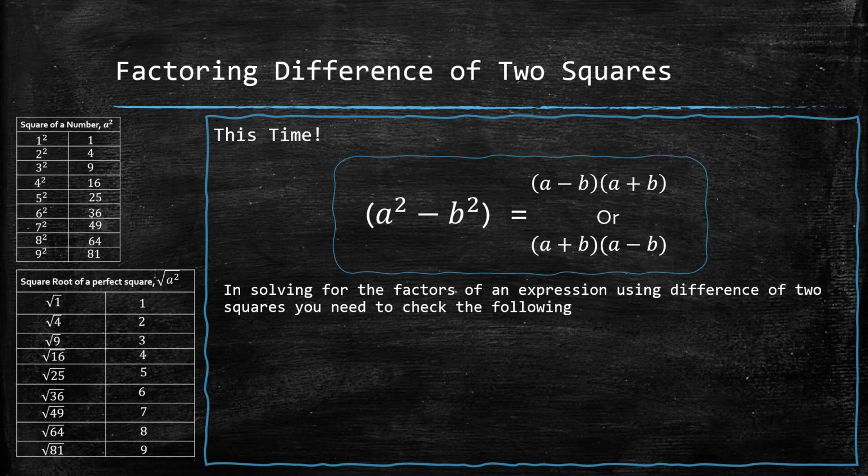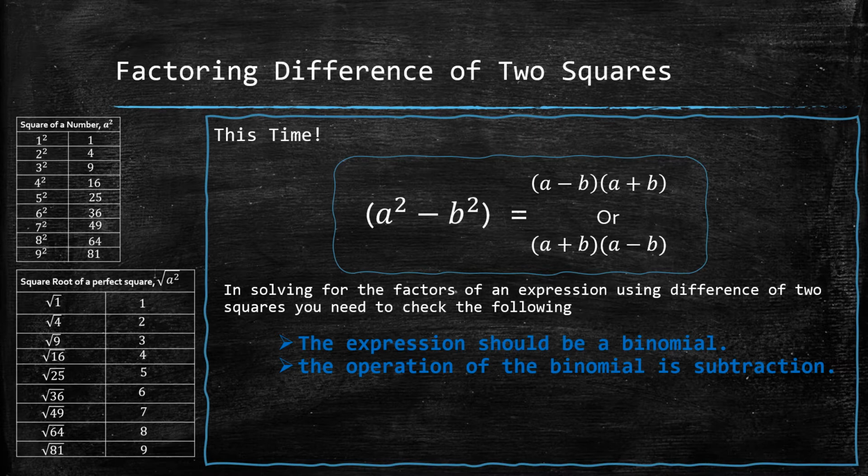Okay, in solving for the factors of an expression using difference of 2 squares, you need to check the following. This is very important. First, the expression must be or should be a binomial. When we say binomial, duha ka terms. Okay? 1, 2. So the expression is a binomial. Did you see that? Okay. Check. Next. The operation of the binomial is subtraction. Let's check. That is a subtraction. Correct? Check ta din na. Okay? Ayos.